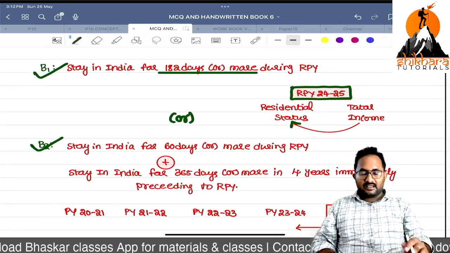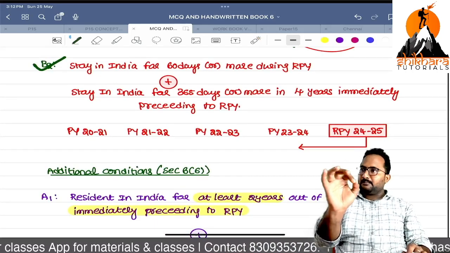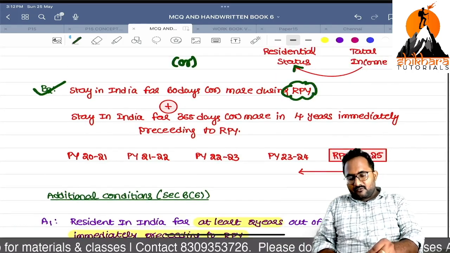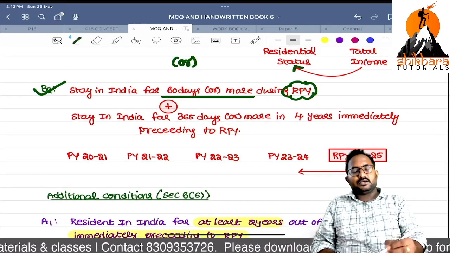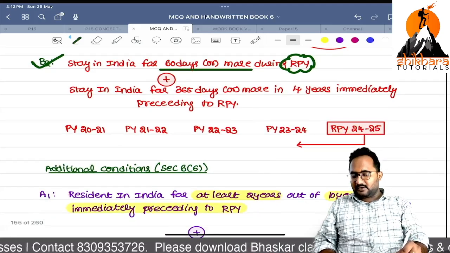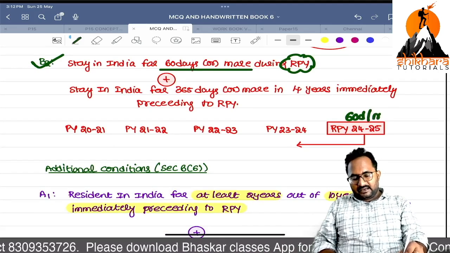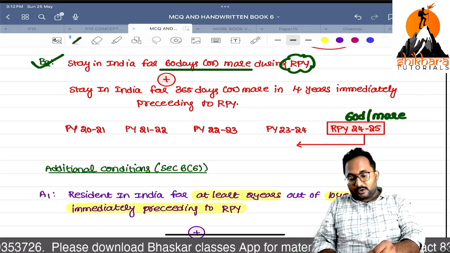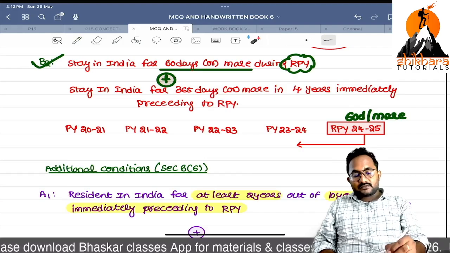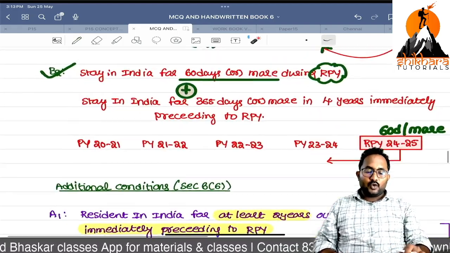Now, we have to check basic condition 2. Remember, for checking basic condition 2, first check during the relevant previous year whether this person stayed in India for 60 days or more. That means during the relevant previous year, you have to check whether he stayed in India 60 days or more. In addition to that, one more condition you have to check during the 4 years immediately preceding the relevant previous year. How many years? 4 years.